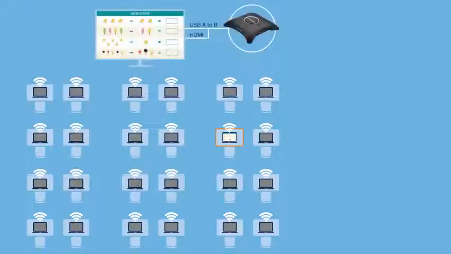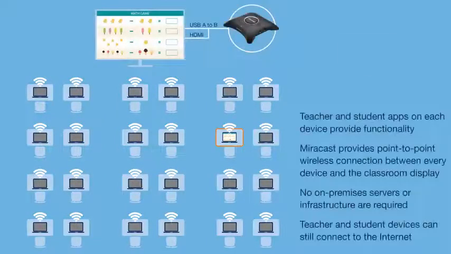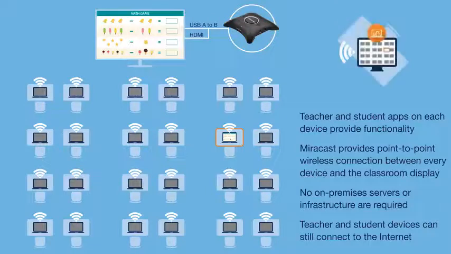By using Miracast to create peer-to-peer wireless connections, the Screenbeam Classroom Commander creates an in-room hub for wireless connectivity, enabling wireless screen sharing and classroom orchestration without using up bandwidth or impacting your infrastructure network.